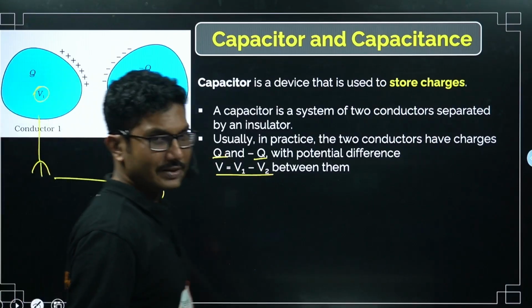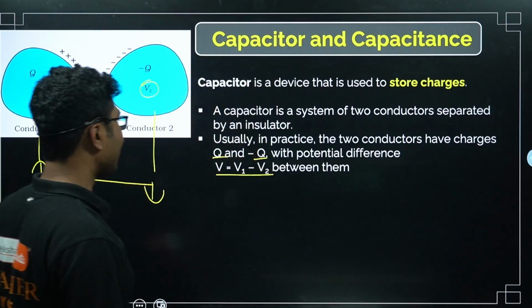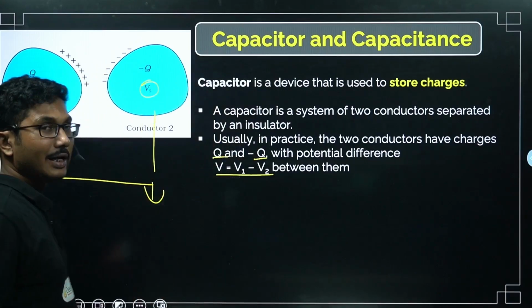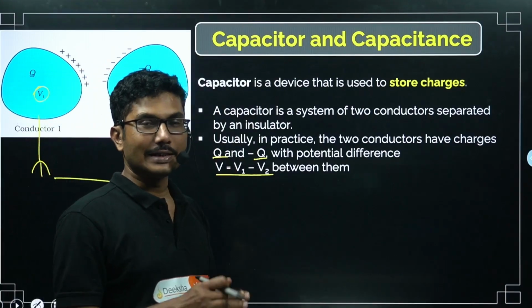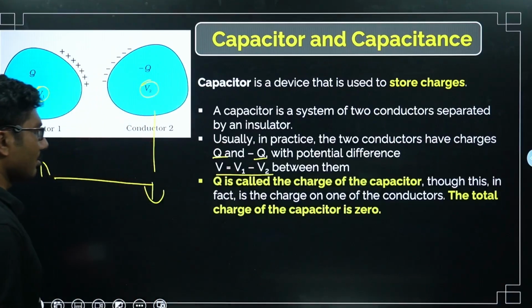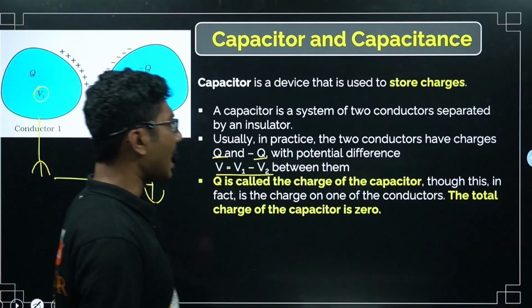Now V2 itself is negative, but when we calculate it, we will use this, and when we are inserting the values, it will actually add up. We will see that later on. Q is called the charge of the capacitor.